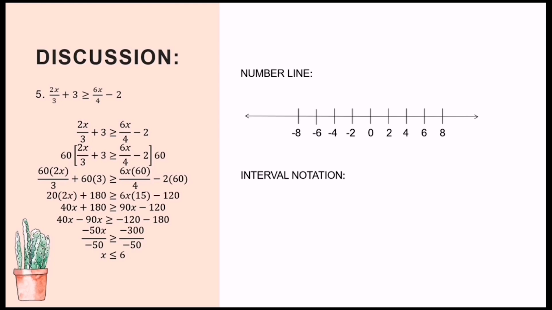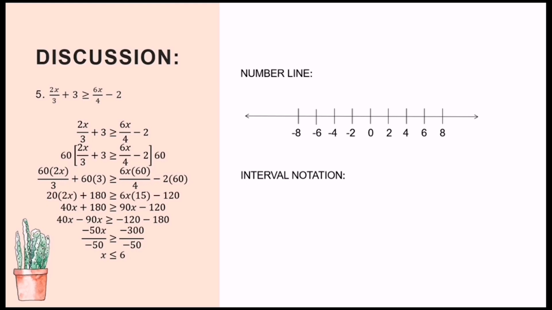Then, 60 divided by 4 is 15. So, we have 6x times 15. Minus 2 times 60 is 120. So, minus 120. Then, we have our 40x because 20 times 2x is 40x. Plus 180 is greater than or equal to 6x times 15 is 90x, minus 120. Then, we group them according to their variables.